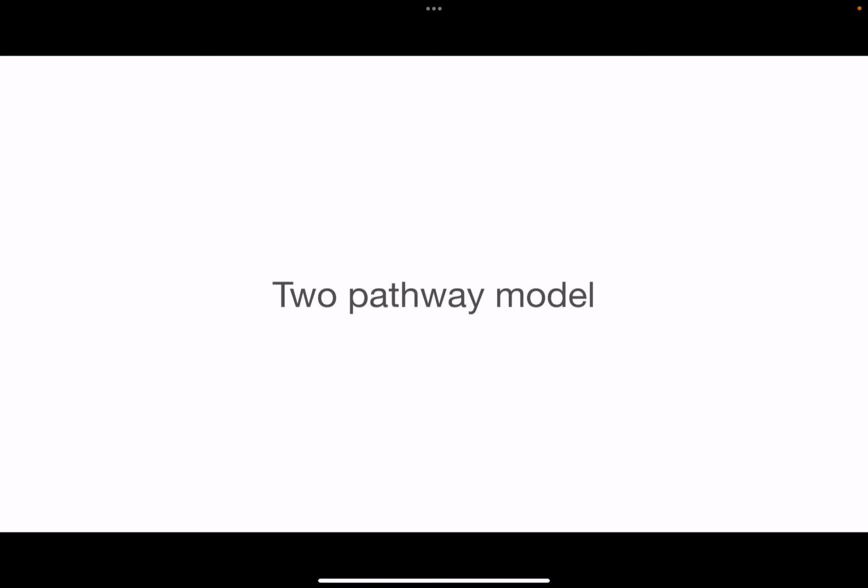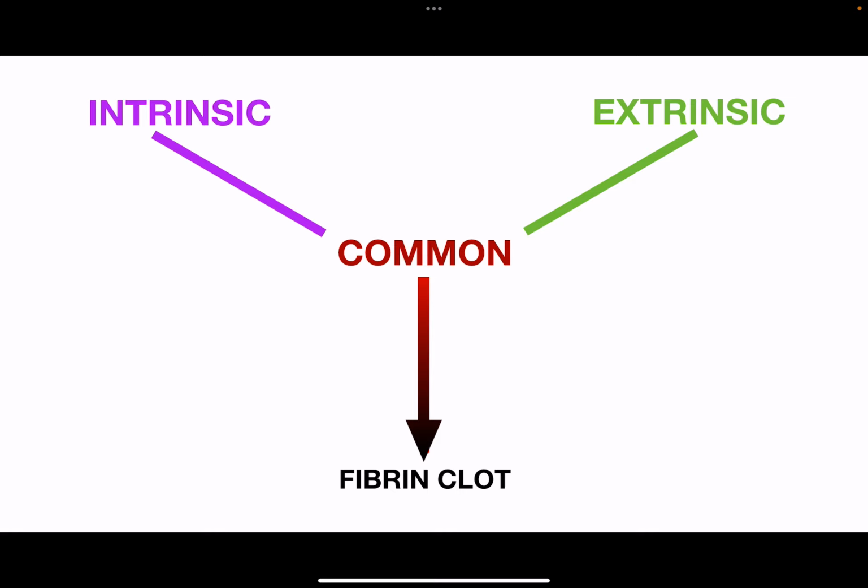So the 2-pathway model. We've certainly seen this before. This is a vastly simplified version, but the 2-pathway model basically is 2 different paths that feed into a common pathway which ends in producing what we really need if we're bleeding out, which is a fibrin clot.